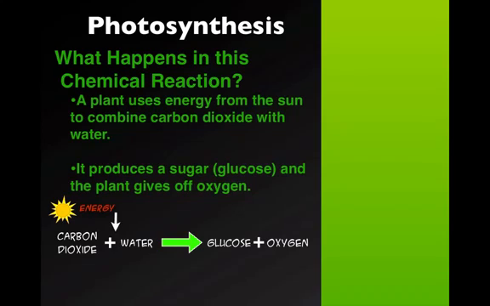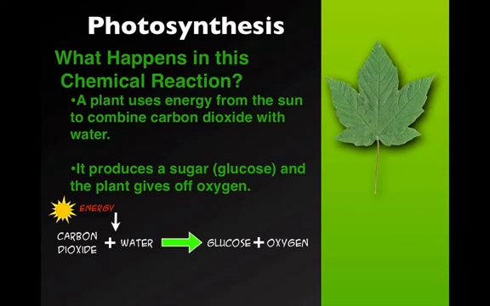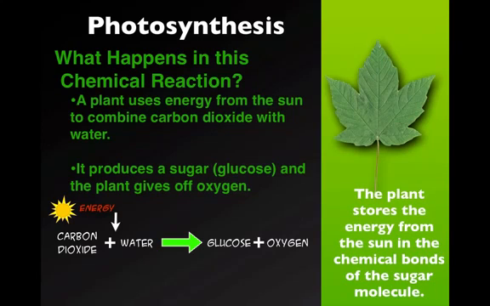So at the bottom here, we've got a description of this chemical reaction in words. So again, we need to make sure we remember that it's in the chloroplast of the plant cell, I should say, that this chemical reaction takes place. And usually, after the chemical reaction has occurred, the glucose or the starch is actually stored in the plant, and that chemical energy is stored in the bonds of the sugar molecule.